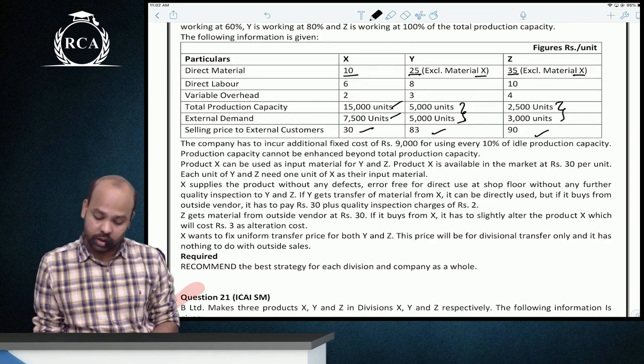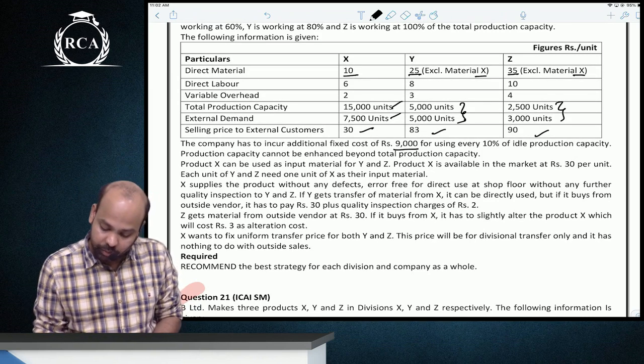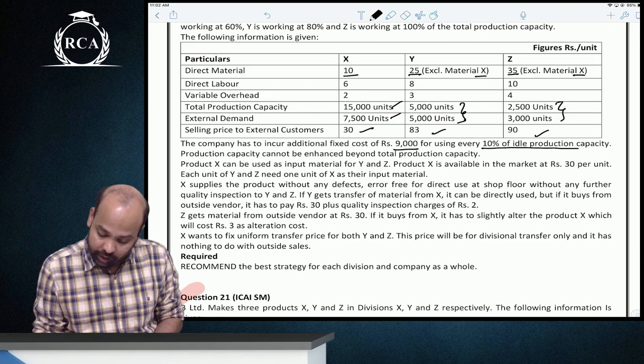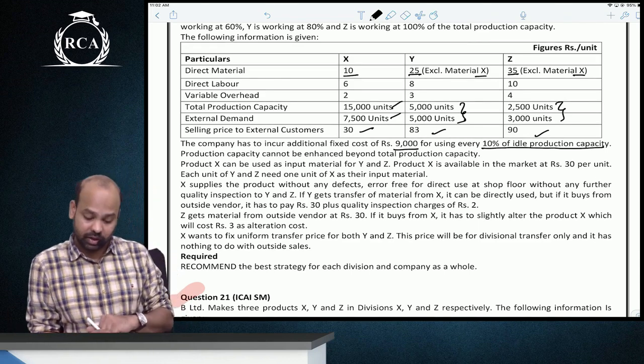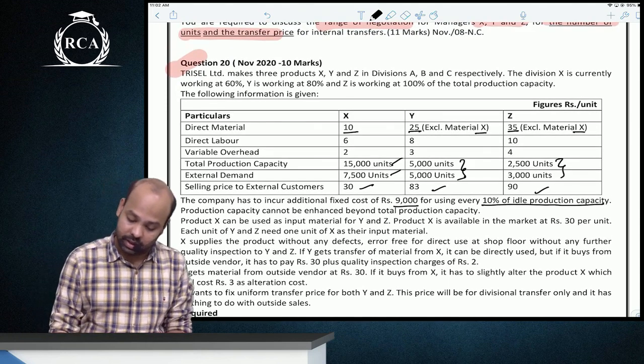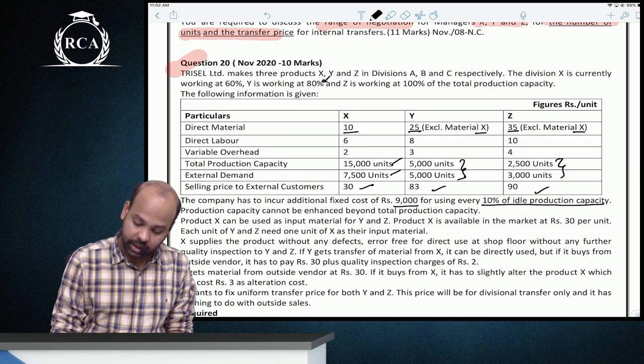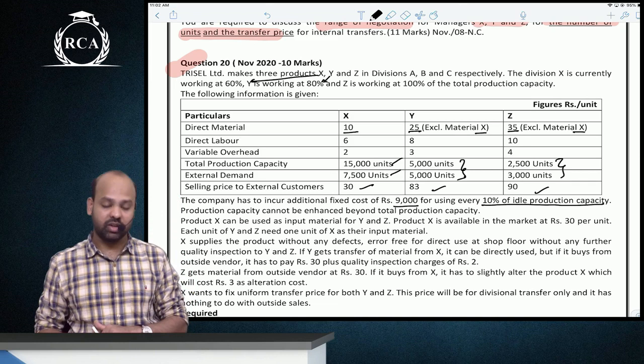The company has to incur an additional fixed cost of 9,000 rupees for every 10% of idle production capacity, for using every 10% of idle production capacity. Do not forget, guys, that division Y is operating at 80%, division X is operating at 60%.